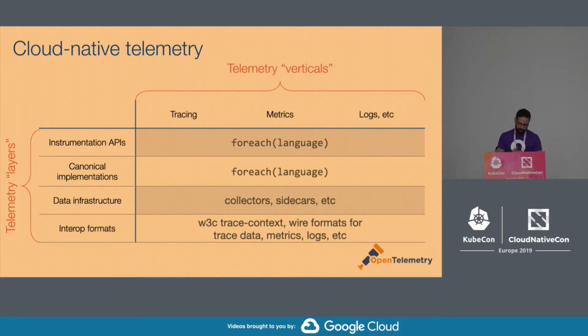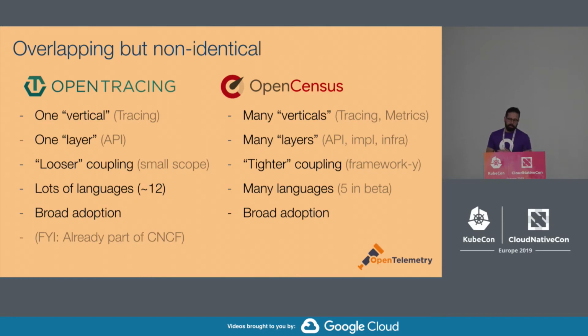And also, orthogonal to all of that, there are ways in which we achieve interoperability, especially in a distributed application, when we're transferring this data across services, and the wire format that is used for transmission of it. So it's a fairly broad area, and in the past, OpenTracing and OpenCensus had similar goals, but approached the problem in slightly different ways.